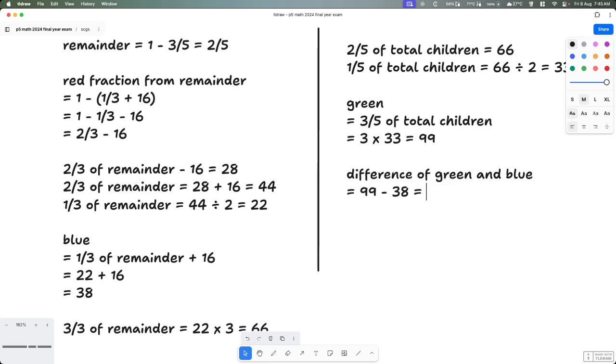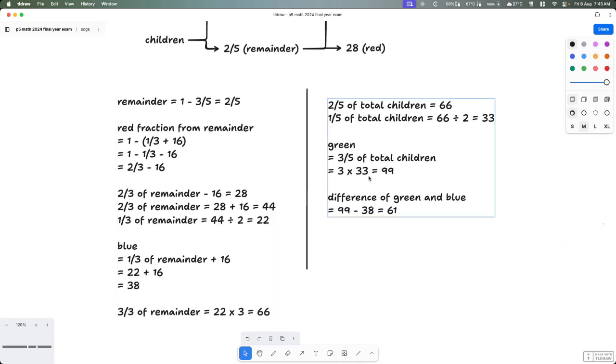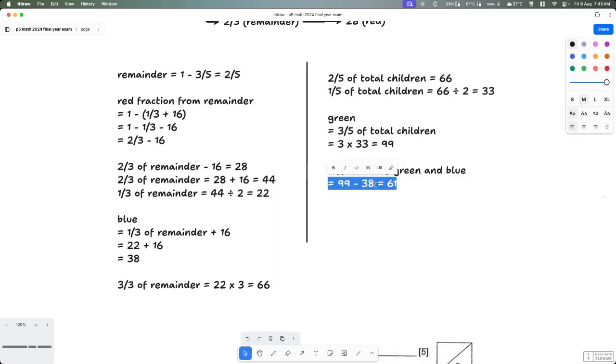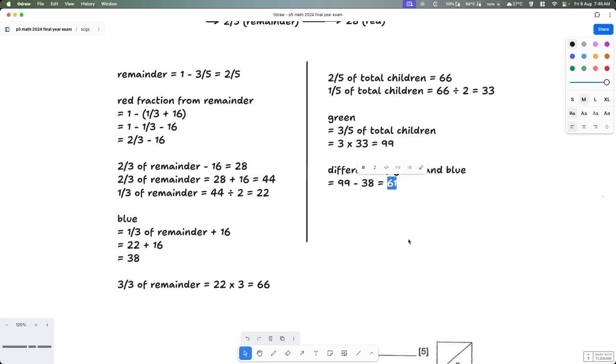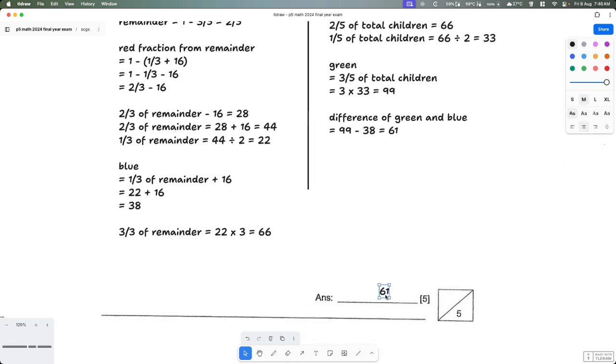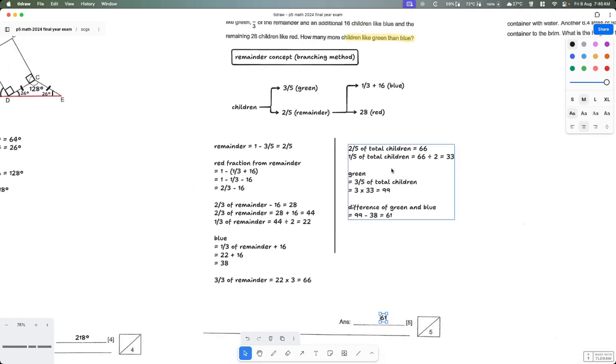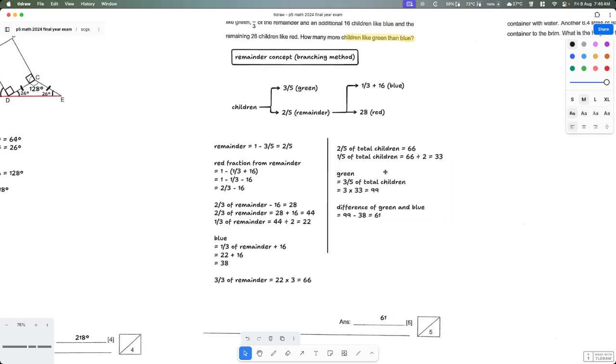My calculation is wrong as well. 9 minus 8 is 1, and this will be 61 in this case. So yes, double check your work. Use your calculator as well. 99 minus 38 is equal to 61. Try not to use your mental calculation as much as possible. Very good. Let's move on to the next question.